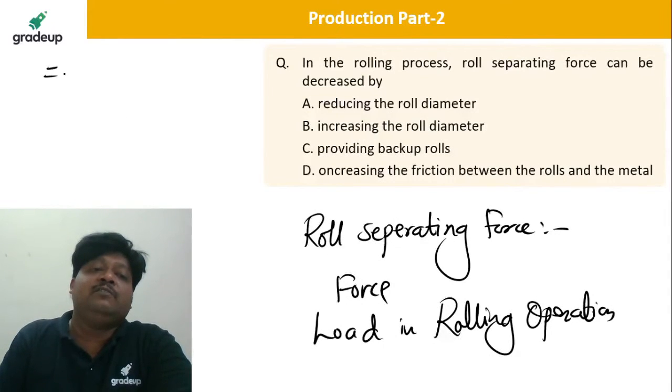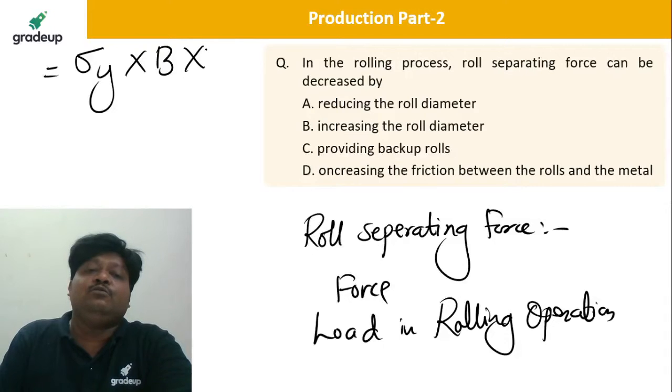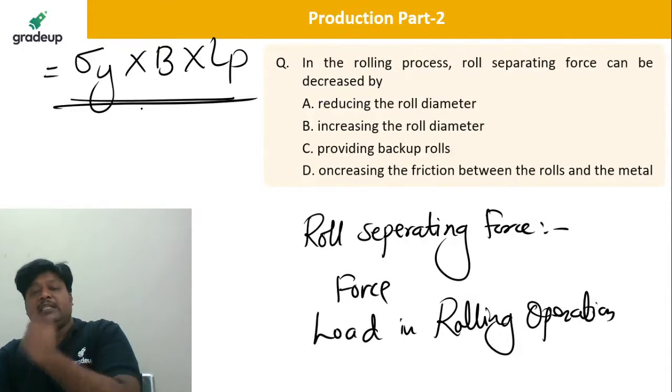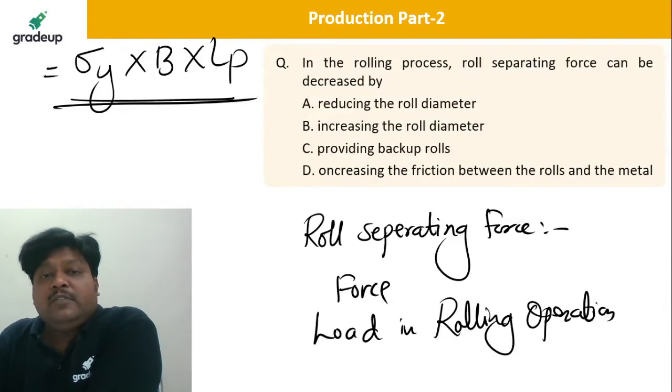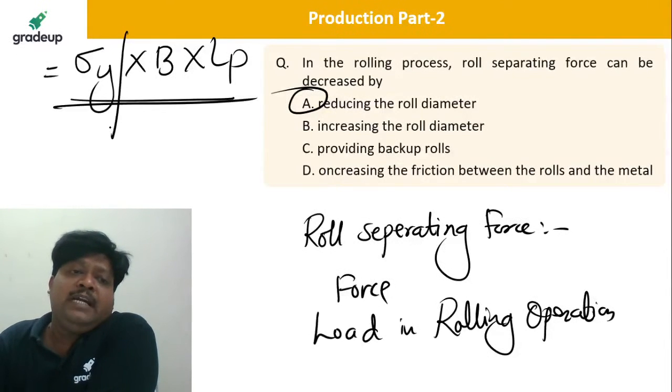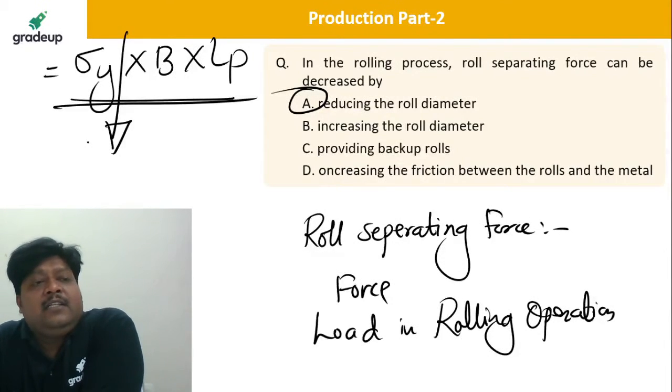Which is given by what? Sigma y into B into LP. Okay, so how can it be reduced? It can be reduced by reducing the roller diameter. Yes, just now we have seen. It can be reduced by reducing the sigma y, isn't it? Yes, it can be reduced by reducing the sigma y.